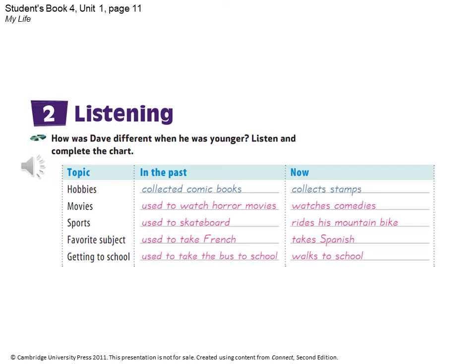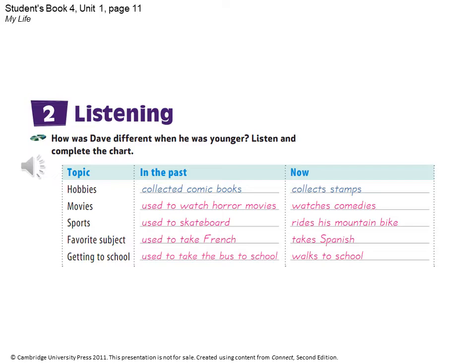Page 11, Exercise 2, Listening. How was Dave different when he was younger? Listen and complete the chart. Okay, Dave, it's your turn now. Tell me how you were different when you were 10. Oh, that's easy. There are a lot of differences. When I was 10, I used to collect comic books. Really? Comic books? Did you like Spider-Man? Oh, yeah. Spider-Man was my favorite. So I used to collect comic books, but I don't anymore. Now I collect stamps.